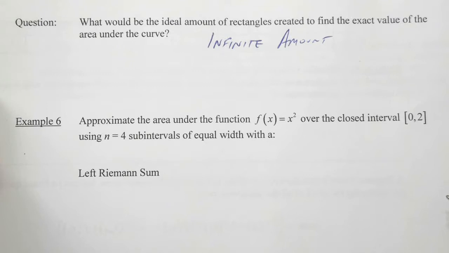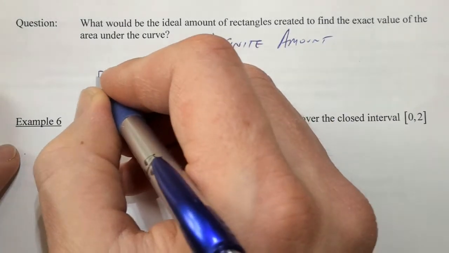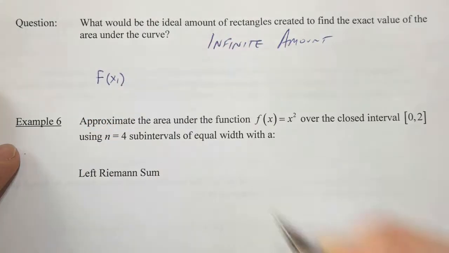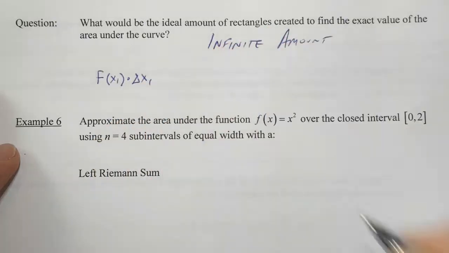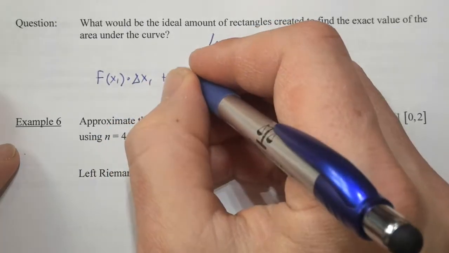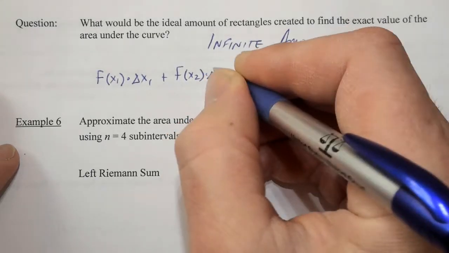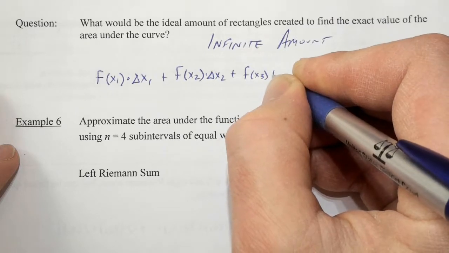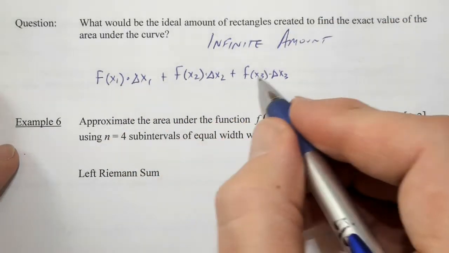Now, if we're talking about an infinite amount of rectangles, well, let's think about what a Riemann sum is. Remember from the other side, we need the base times height. So our first height was f of x sub 1, and our first base was delta x sub 1, right? And then our second rectangle, height was f of x sub 2, and base was delta x sub 2. And our third one was f of x sub 3 times delta x sub 3. So height times base, height times base, height times base.